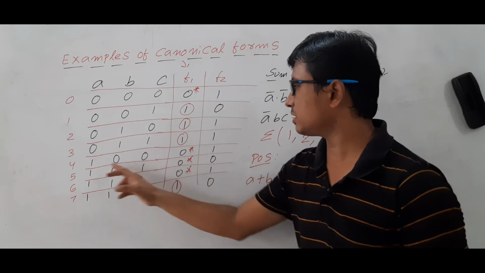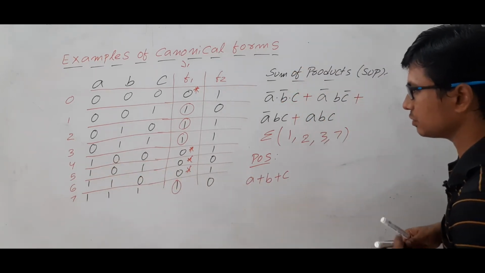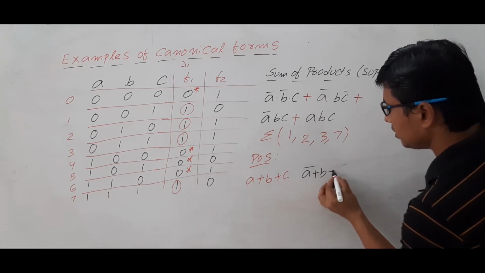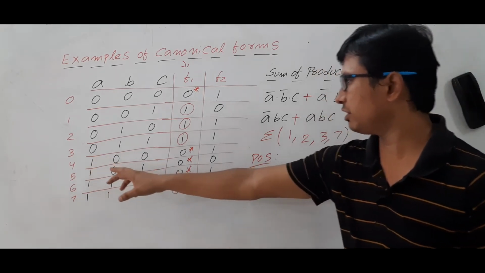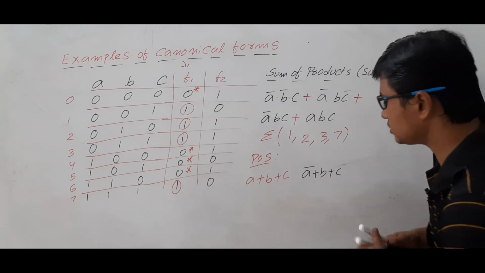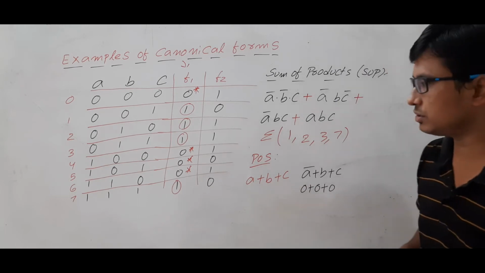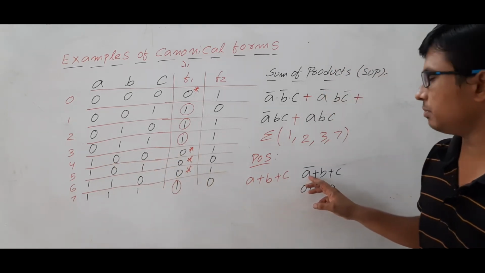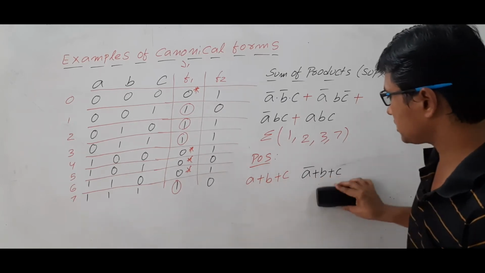And another max term is 1, 0, 0. So the max term is A complement or B or C. This is another max term. If you want to verify, you can verify it. You keep the A value as 1, which means A's complement is 0, or 0 or 0. What value will you get? 0 only. That's why we represent the max term as A complement or B or C. This is another max term.